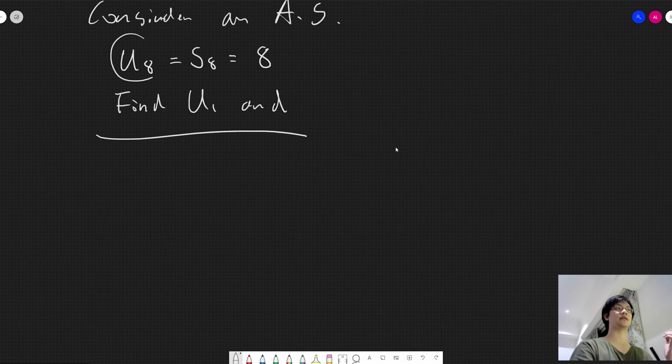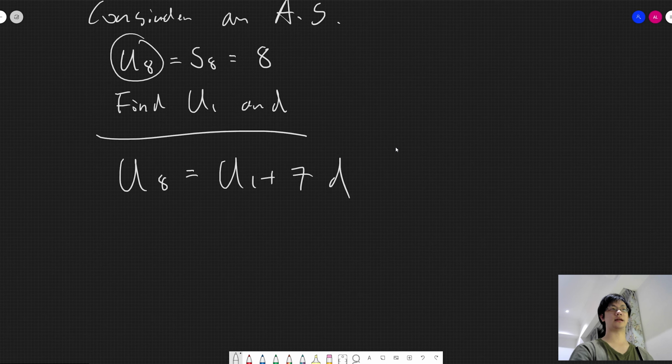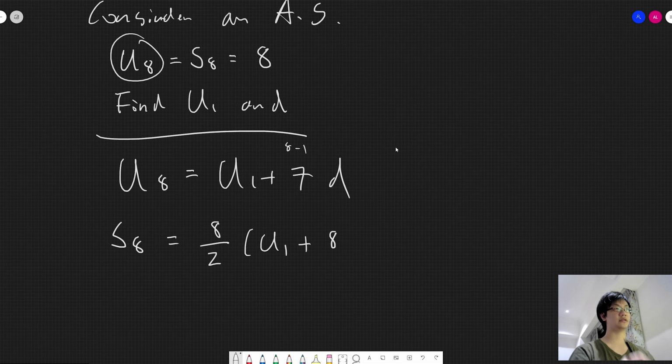So I can use the first one on u8. u8 equals u1 plus 7d. This is what I know from the first formula; 7 comes from 8 minus 1. And then I know S8 equals, there are two formulas, and I think they both work. Let's just try the second one, because the second one's easier to use. So 8 over 2, the number of terms over 2, times my first term plus my eighth term. What's my eighth term? 8. u8 equals 8. So this equals 8 and this equals 8.